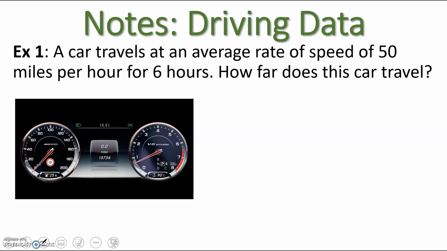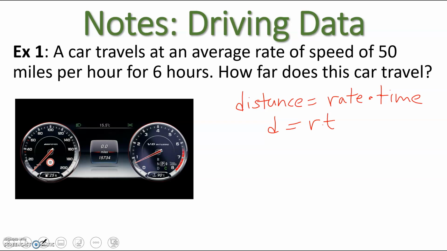The first thing we must recognize is the formula for calculating distance given a specific rate of speed. We know that distance is equal to our rate, or how fast we're moving, times the time we travel. So algebraically, that is d is equal to r times t.